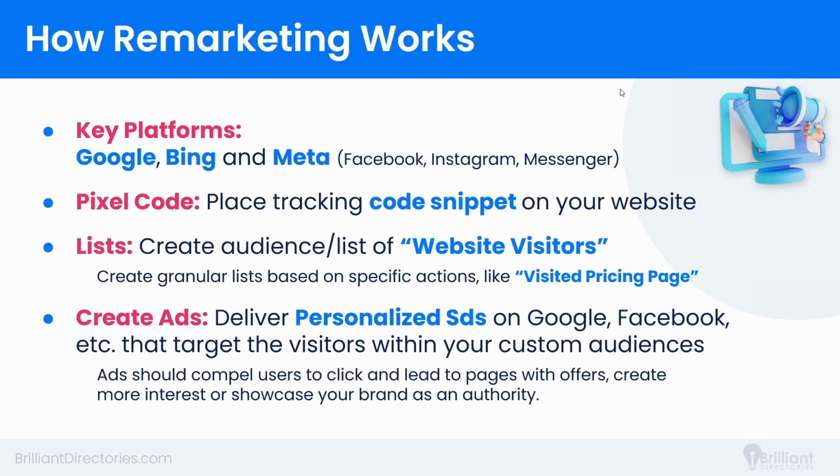So going into the basics here of how remarketing actually works, there's a few key platforms. It's the same online ad platforms that we'd probably be using anyway for just standard online marketing: Google, Bing, Meta. Of course, Meta has a few platforms that you can advertise on: Facebook, Instagram. You can also advertise within Facebook Messenger. I believe they just call it Messenger now since it's on Instagram as well. So those would be three of the largest key platforms that we can remarket on.